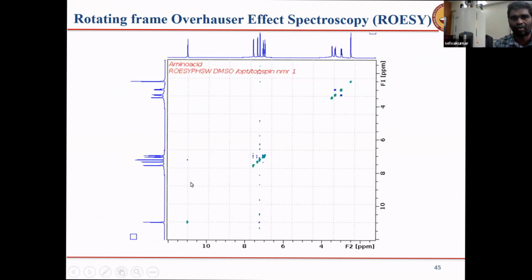This is the ROESY spectrum of an amino acid. Here, this diagonal is the same as the proton 1D NMR spectrum. This is the proton, and off the diagonal, these cross peaks are there. This will give the ROESY signal. This will give the proton-proton distance. With this, we can find out the spatially closer protons.